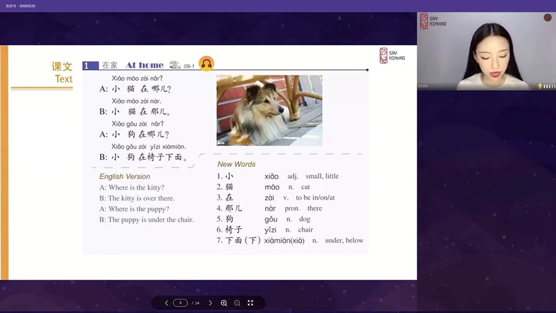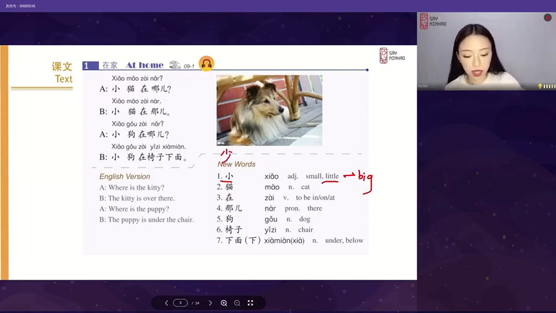So first we can see here, there are so many new words, but they're not that difficult. So first one is 小, read after me please. 小, it means small, little. And anybody still remember how to say little opposite to many? We learned it in last lesson. Little opposite to many, not little opposite to big. Which is 少, okay, we learned it in last lesson.